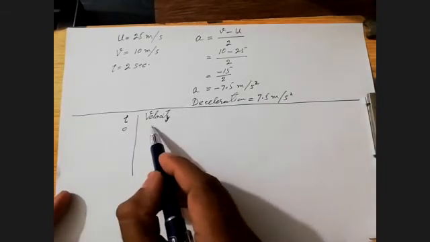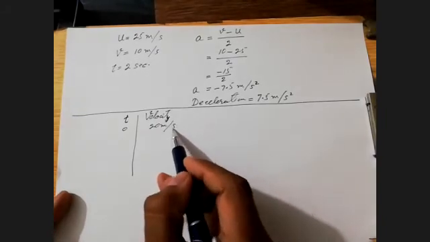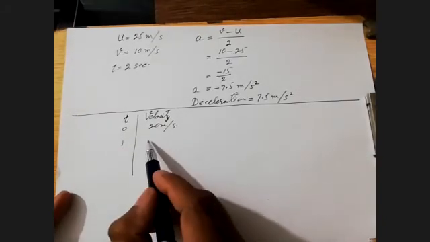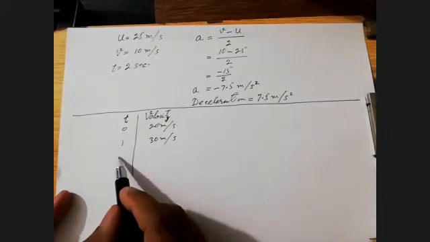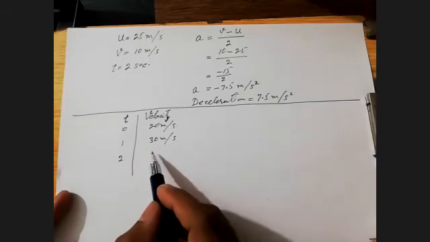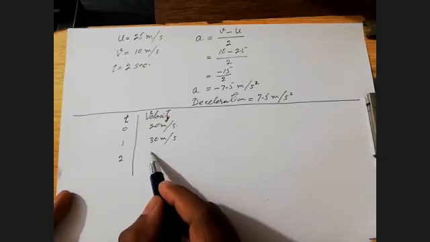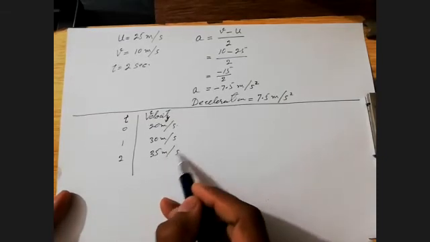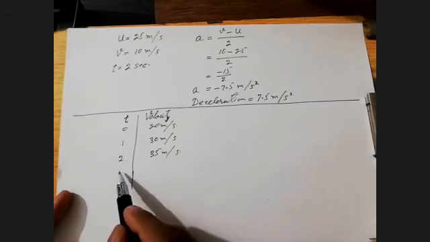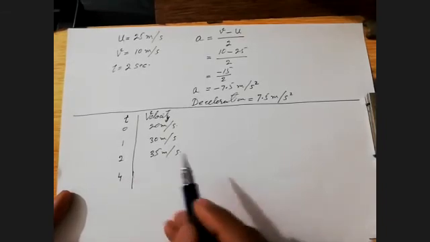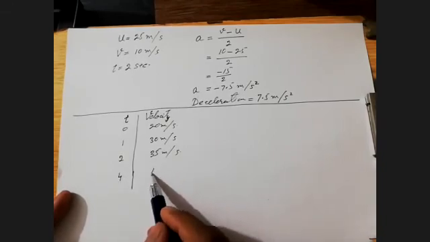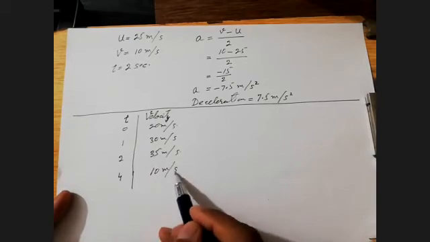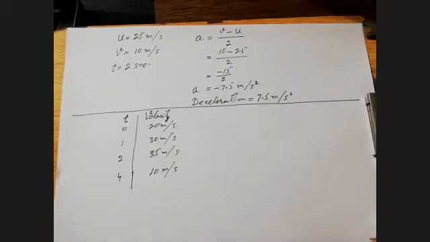Well, let us see. For 0 second, the velocity was 20 meter per second. After 1 second, the velocity has become 30 meter per second. After 2 seconds, the velocity has become, say, 35 meter per second. Say after the 4th second, I'm skipping the 3rd second, the velocity has become 10 meter per second. Now here I have given you the combination of increasing and decreasing.